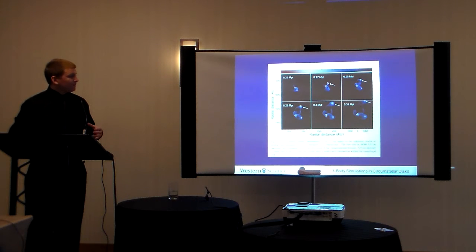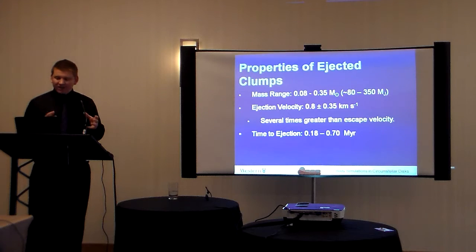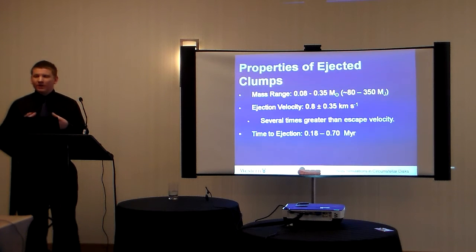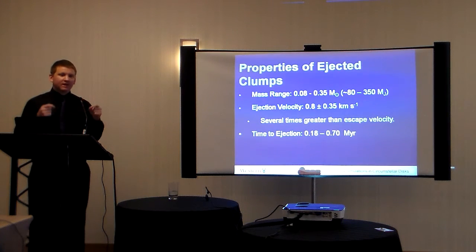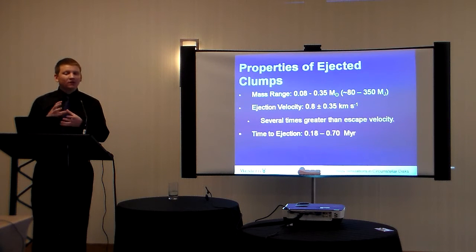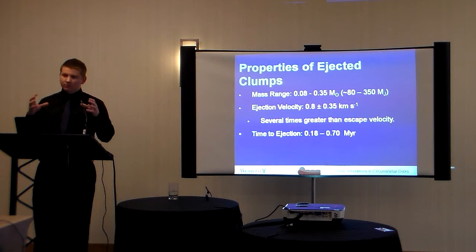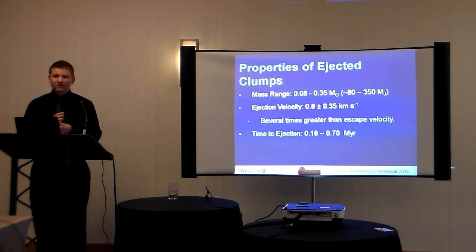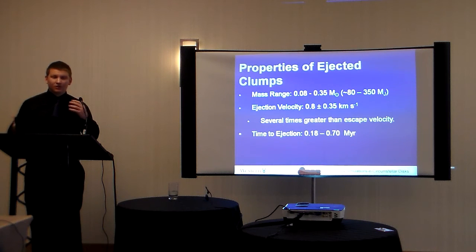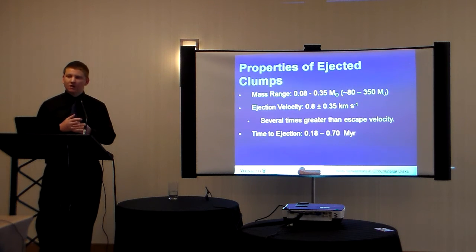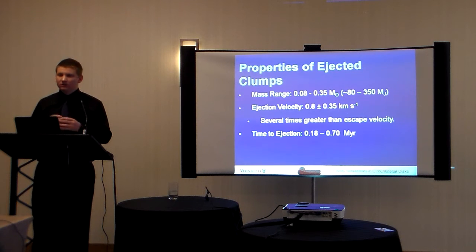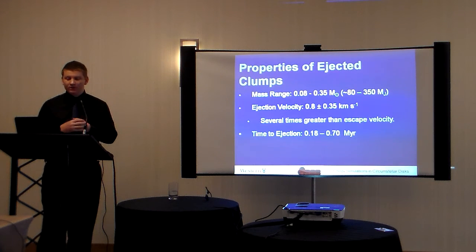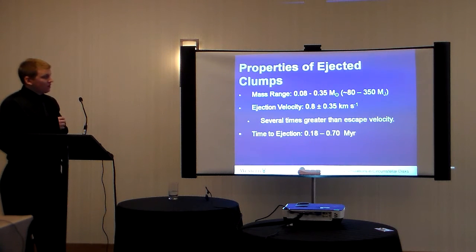One thing to keep in mind when I show the next slide: the mass range of those clumps is about 80 to 350 Jupiter masses, but that's the mass of the clump itself, not the final object that it forms. The process of cloud collapse is not 100% efficient, and you might get a third to a half of the mass of that clump actually resulting in the final object. So that's well within the brown dwarf range.